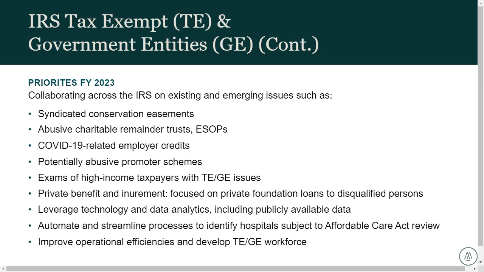Priorities for fiscal year 23 include the syndicated conservation easements, which we talked about before, and some of the same items that we've referred to in previous slides. Other areas include private benefit and inurement. They're going to certainly continue to look at potentially abusive promoter schemes, and then improving operational efficiencies and developing the TEGE workforce.